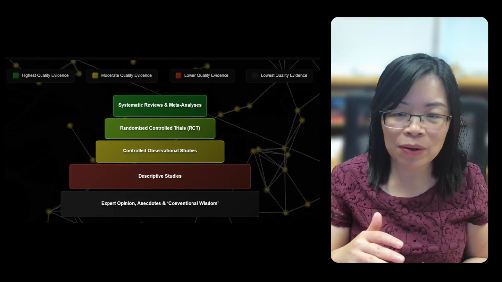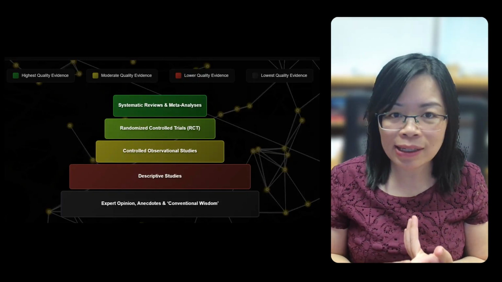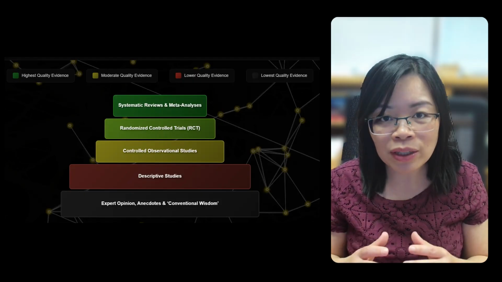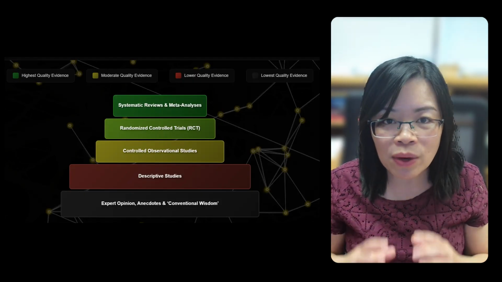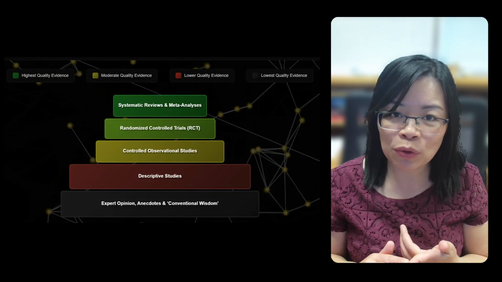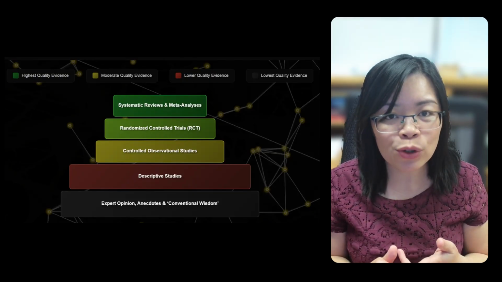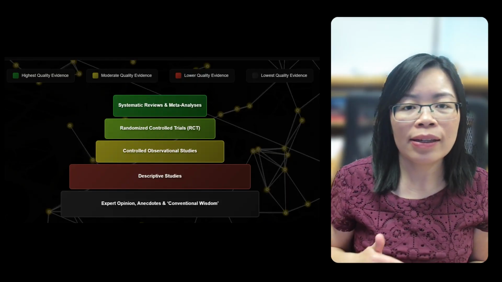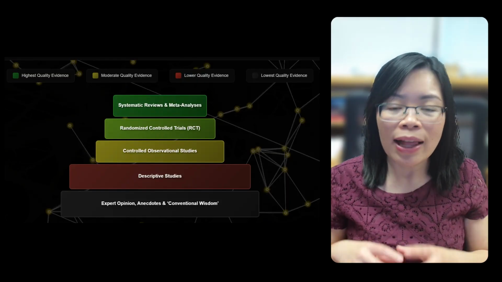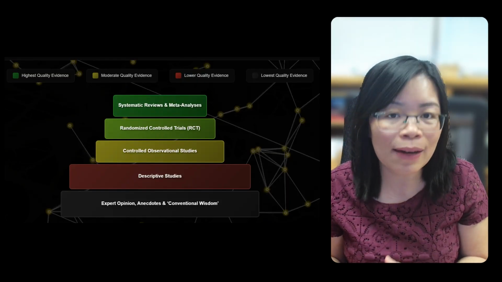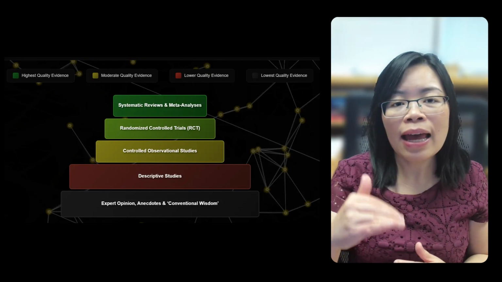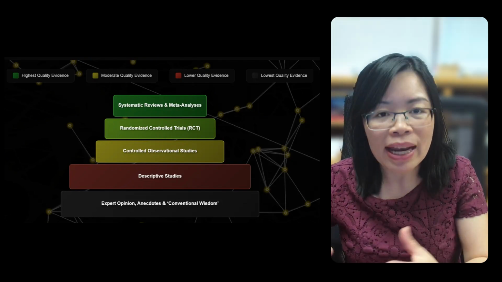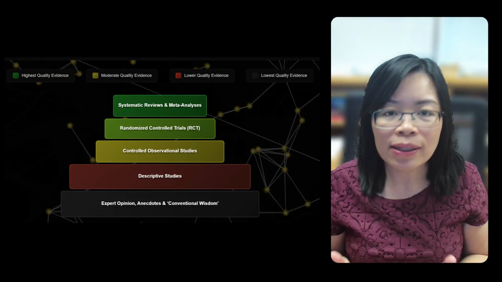At the top of the pyramid, you'll usually find systematic reviews and meta-analyses. A systematic review is a rigorous examination of all relevant studies on a specific question, using predefined methods to find, evaluate, and synthesize findings. A meta-analysis is a type of systematic review that statistically aggregates data from multiple studies. They sit at the top of the hierarchy because they aggregate evidence across many settings and eliminate random errors of any single study.